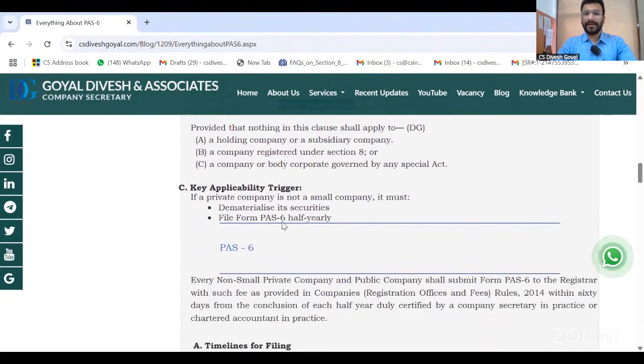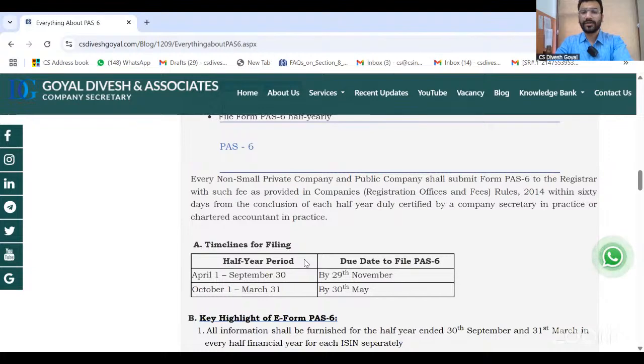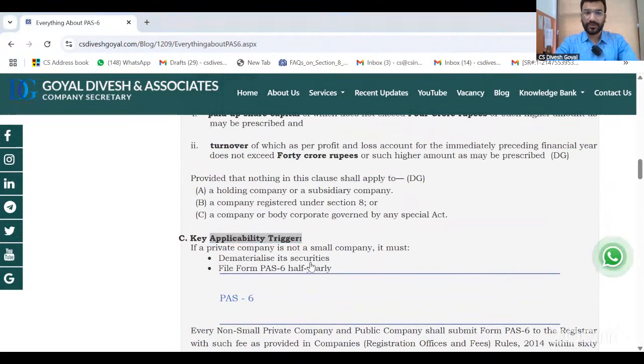Key applicability. So once the provision of Demat is applicable on you, the first thing as a company you have to do, you have to apply for the ISIN. ISIN is mandatory to enable your shareholders to convert their shares into Demat. If you do not have the ISIN, your shareholders cannot convert their shares into Demat. So make sure if you are a non-small private company, you get the ISIN before 30th June 2025. Otherwise, it shall be considered as a non-compliance on your part and the company may be liable for penalties under the Companies Act.